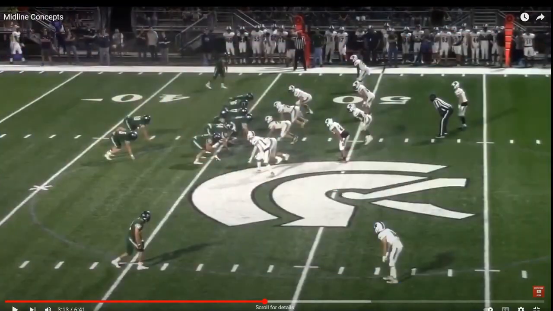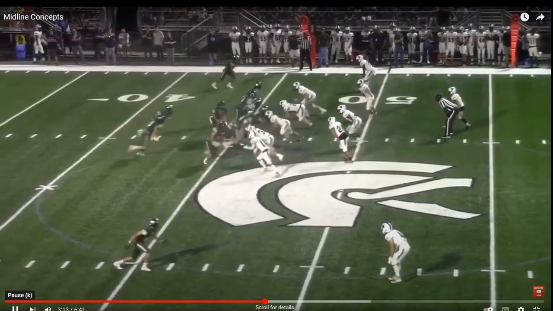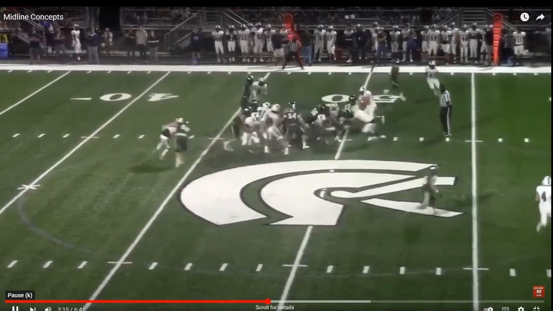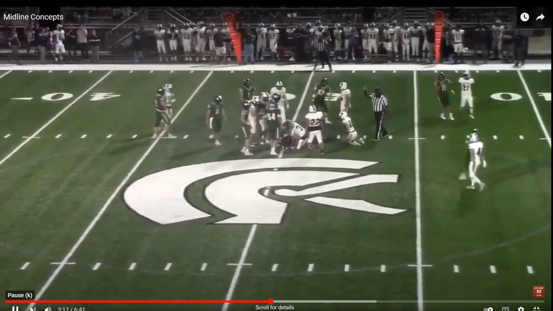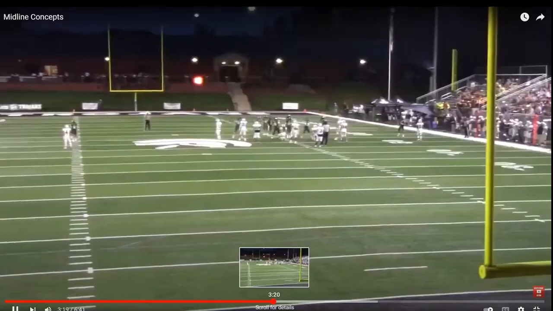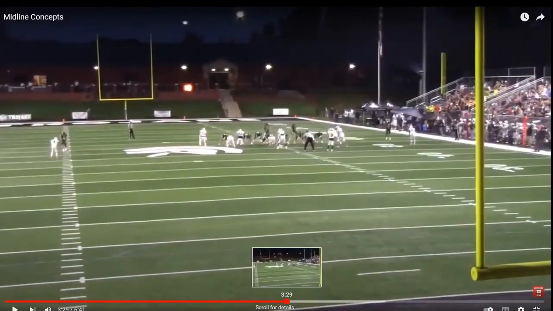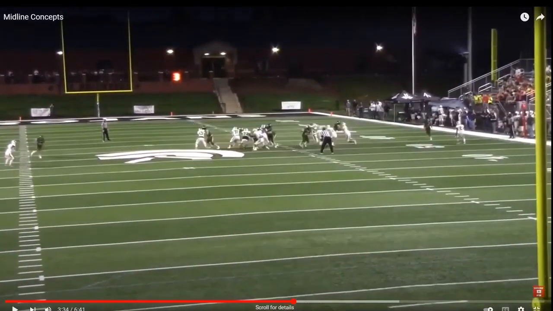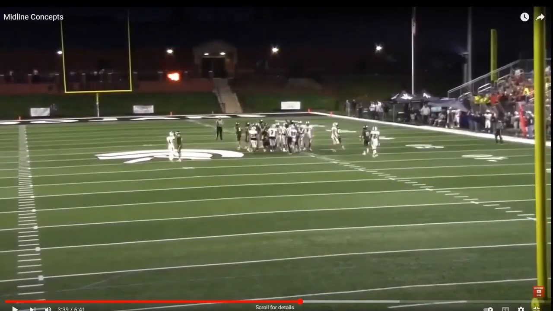All right, so again, head up nose, head up 4s, and we should be running it over here. All right, that was a give read right there. I don't really like this end zone shot, but you can see the hole right there.